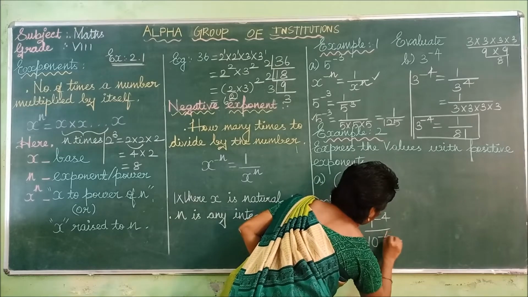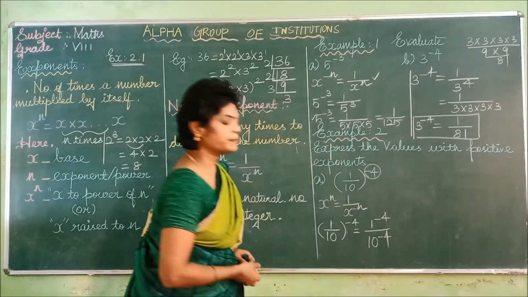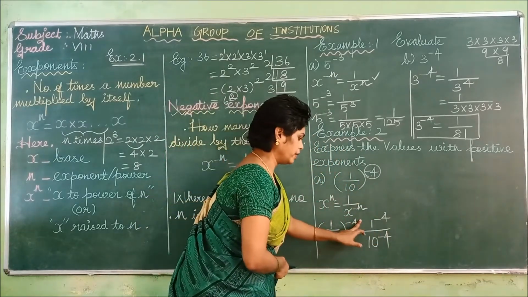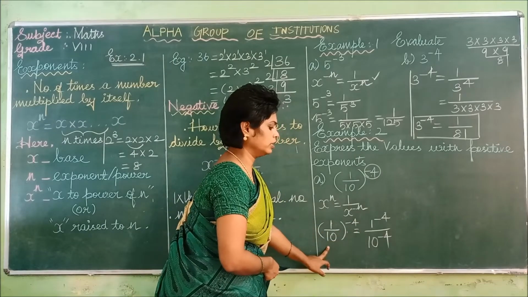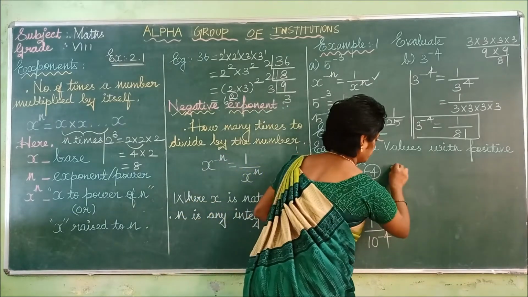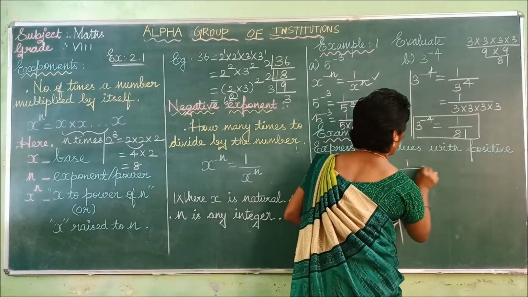To the power minus 4. This can be split and written as 1 to the power minus 4, and then 10 to the power minus 4. How does it become simpler?